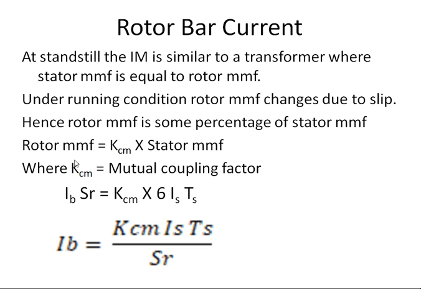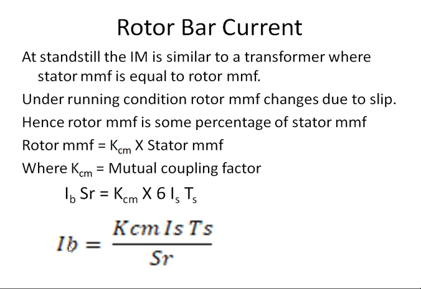So we are saying that the rotor MMF is some percentage or mutual coupling factor into the stator MMF. Generally, if this value of mutual coupling factor is not given, we assume it to be around 85% of the stator MMF. So generally we consider 15% less than the stator MMF. So we can say that the MMF of the stator and the MMF of the rotor can be given by this empirical formula: IB into SR is equal to KCM into 6 ISTS.